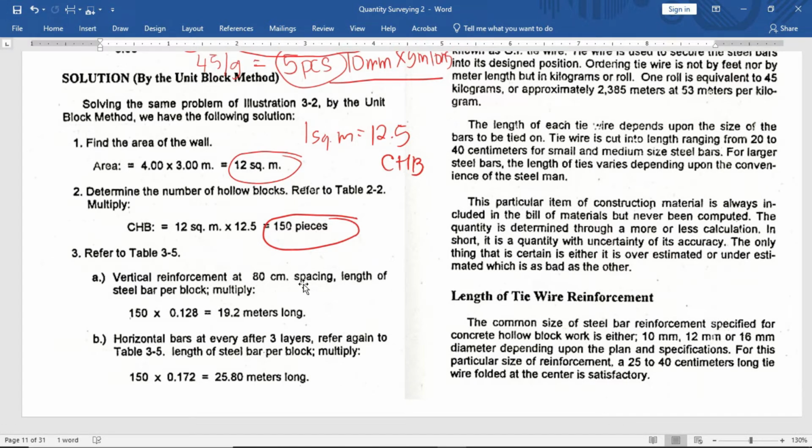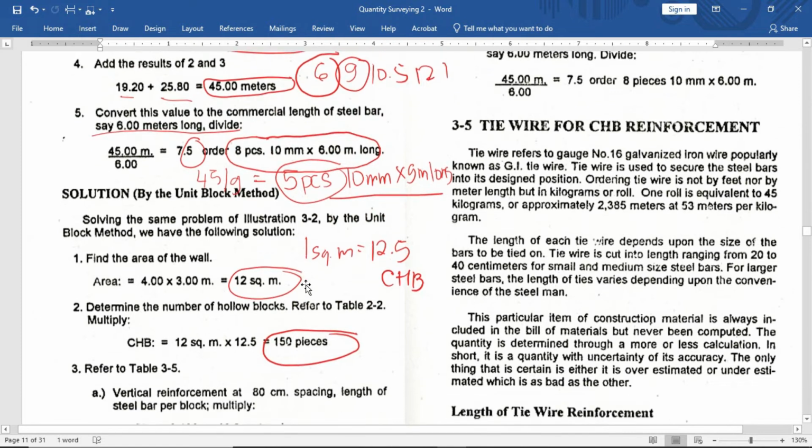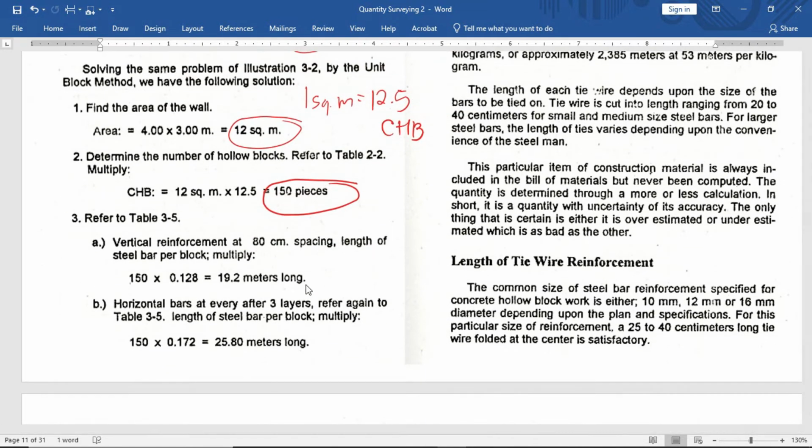So, ito yung per block method, per unit block method. So, 150. Hindi natin magagamit to kung wala tayong number of CHB. So, 150 times 0.128, ito yung multiplier natin pag 80 centimeters. So, 19.2. Magkaparehas lang kanina. Pag horizontal bars naman, 150 pa rin, hindi magbabago yung number of blocks. Times multiplier natin na 0.172, so 25.8 meters long.